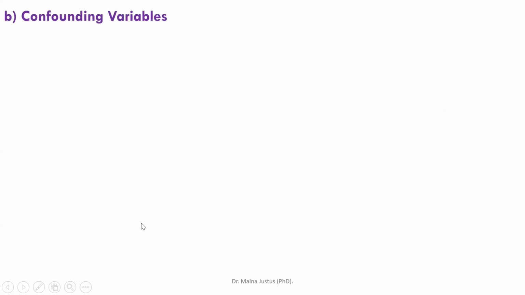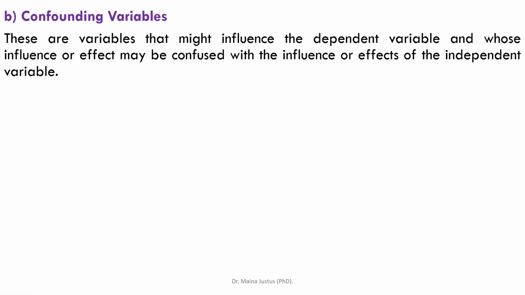So we move to the other number B, which is the confounding variables. These are variables that might influence the dependent variable and whose influence or effect may be confused with the influence or the effect of the independent variable. So they confuse the relationship between the independent variable and the dependent variable.